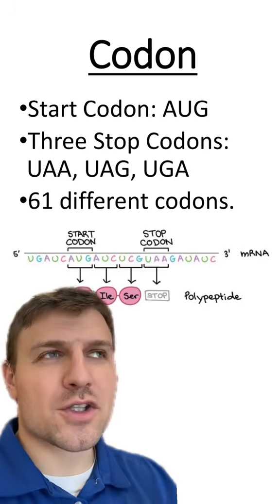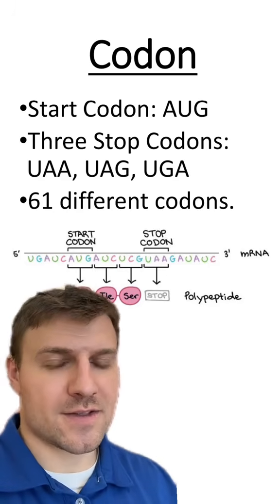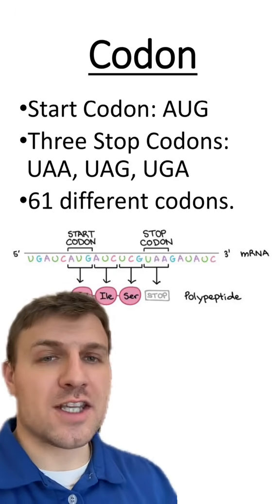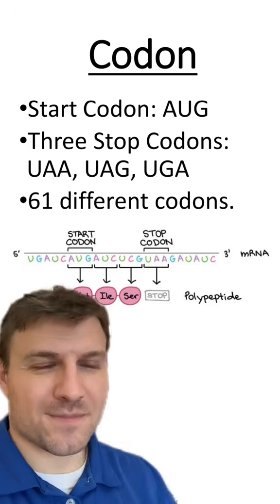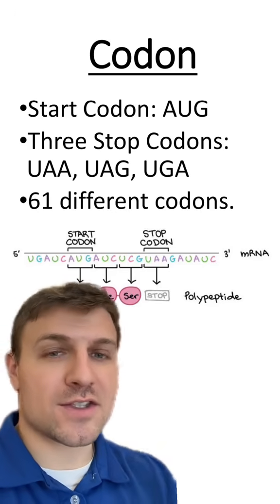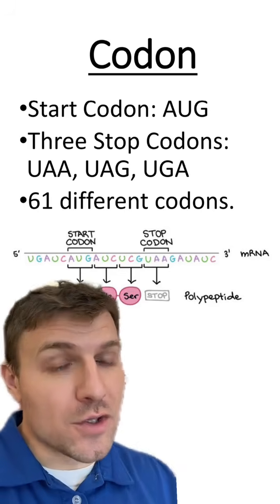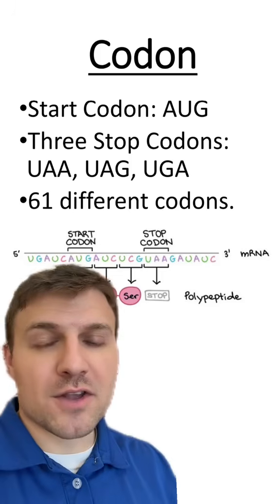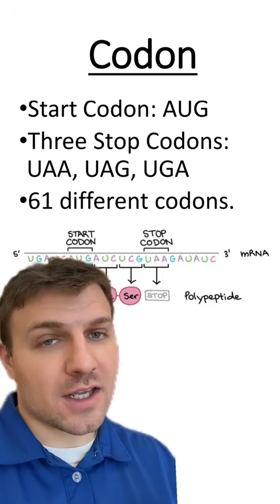Now, to start off, there are two really important types of codons. Our first type is the start codon, AUG. All genes must start with a start codon. Our second type of codon is going to be a stop codon. All genes also must end in one of the three stop codons. And these three stop codons are UAA, UAG, and UGA.